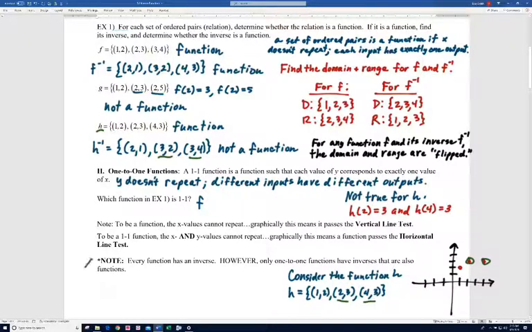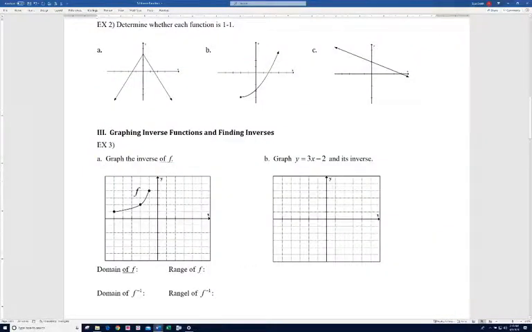Now notice this right here. It says every function has an inverse, and really this is what I want you to get out of the discussion we just had. Every function has an inverse. However, only one-to-one functions have inverses that are also functions. And when we're doing algebra, we normally care about functions. We don't work with things that are not functions for the most part. Let's go ahead and move on to the next slide.